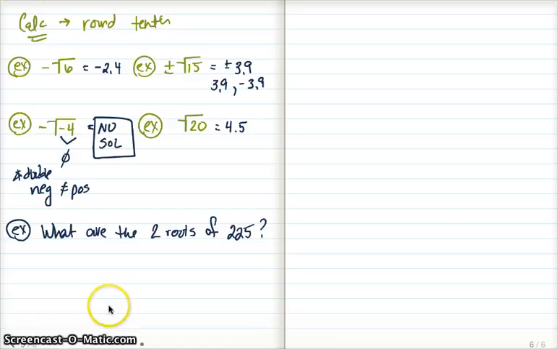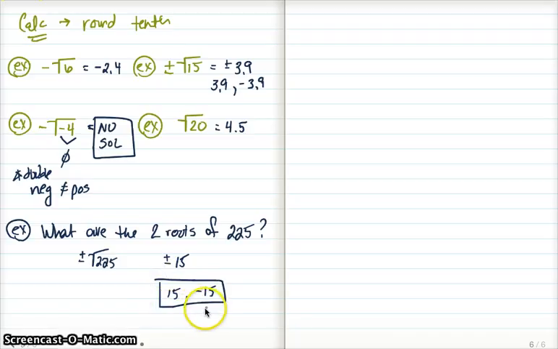Hit pause if you need to. When you find the two roots of 225, you are looking for the positive root and the negative root. When you type this into your calculator, you're going to find that plus or minus 15 are the positive and the negative roots of 225.